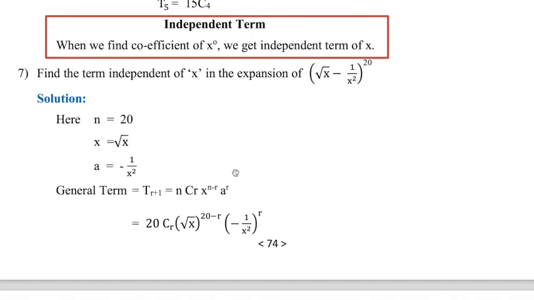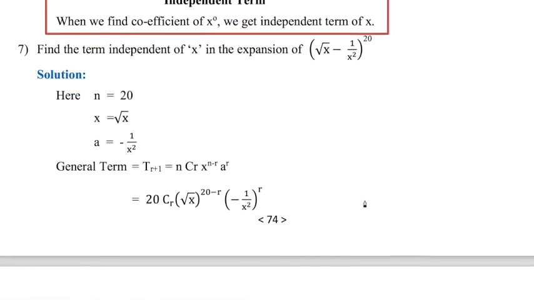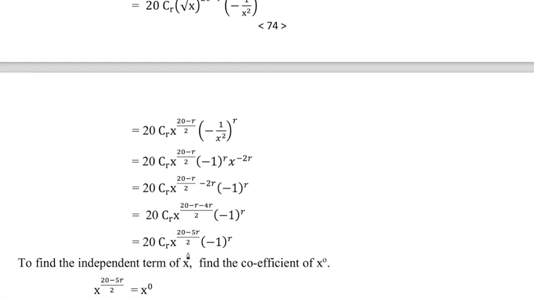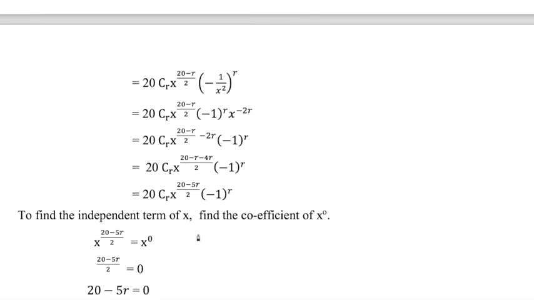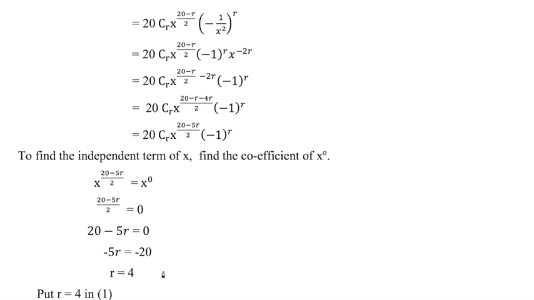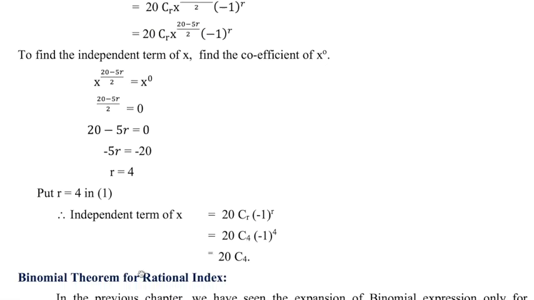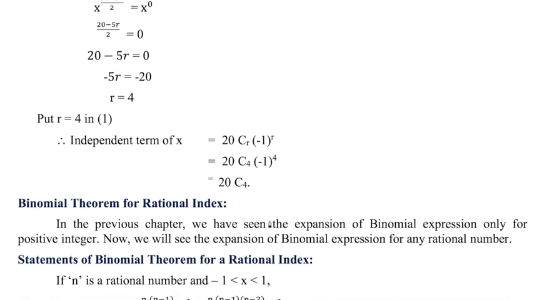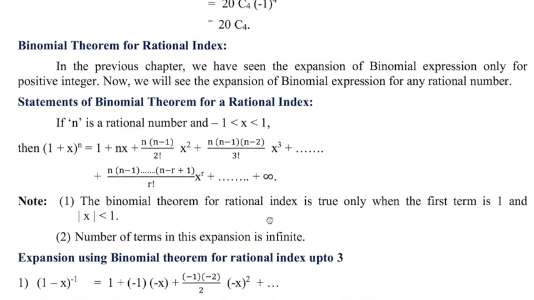Find the term independent of x in the expansion of root x minus 1 by x square, whole power 20. Again, find the general term. That comes out to be this. So 20 minus 5r must be equal to 0, so r equals 4. r equal to 4 means the fifth term. 20C4 is the answer.